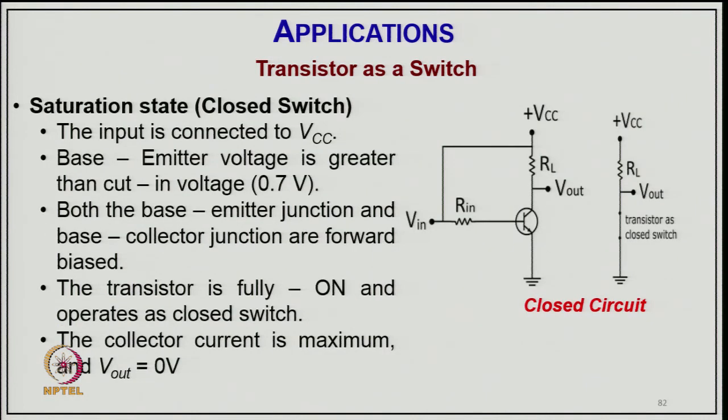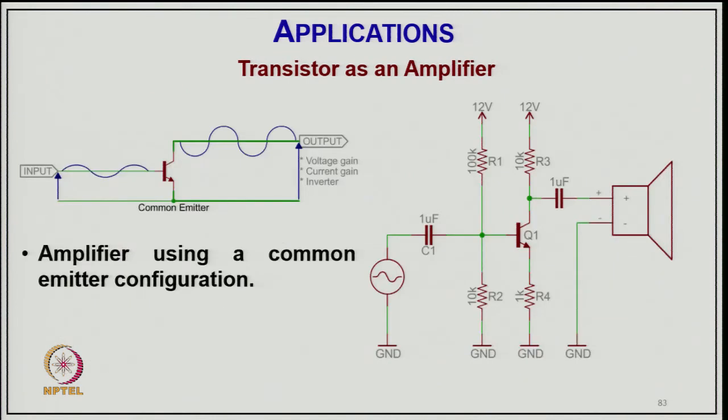And the second state is the saturation state, where you give the signal, you connect the input, you bias with the input supply. So, the base emitter voltage is greater than the cutoff 0.7 volt, and both the base emitter junction and base collector junction are forward biased, and the transistor is fully on and operates as a closed switch, and the collector current is maximum, and Vout is 0 here, because it is connected to the ground. And this is typically an application as a transistor amplifier.